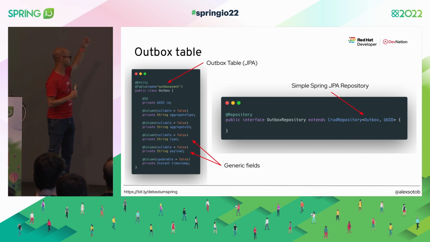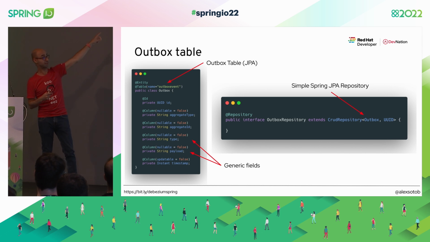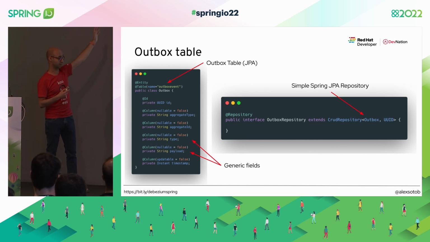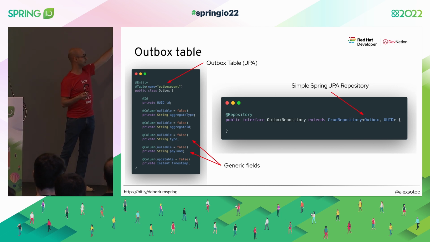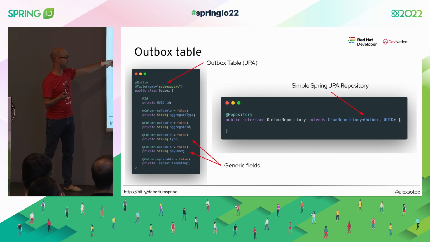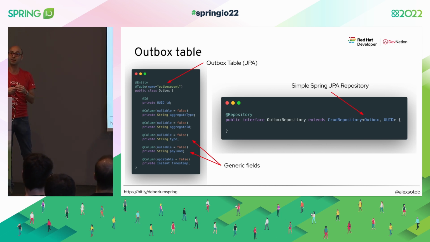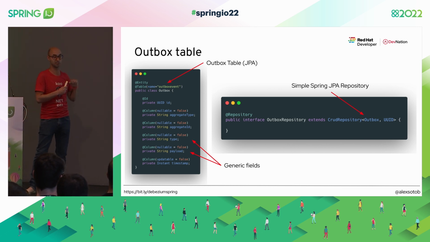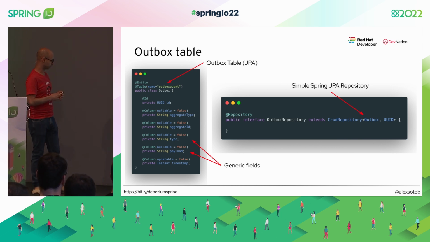And in this case, well, it's just a JPA entity with the name outbox. You set an ID, for example the aggregate type, the aggregate ID, and then I've got here the string type and the string payload. These are generic fields. You can put any type that you want. In this case, I just put it in a string that will be translated to a JSON object.